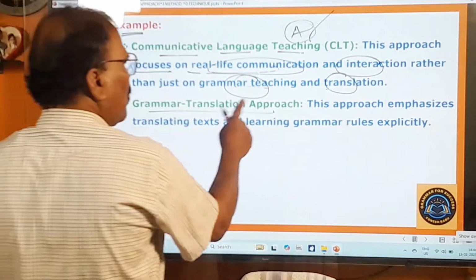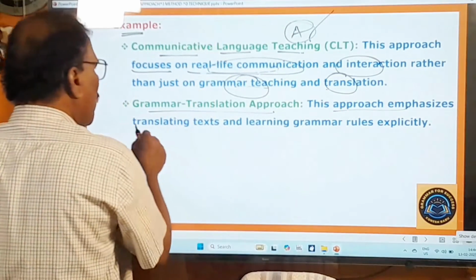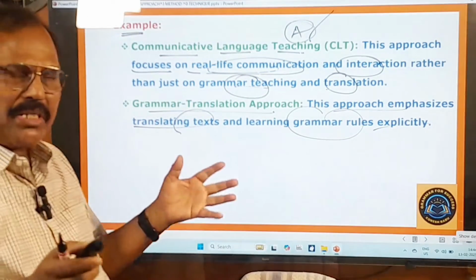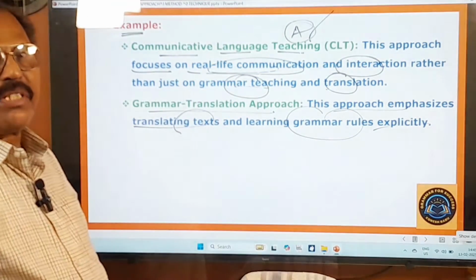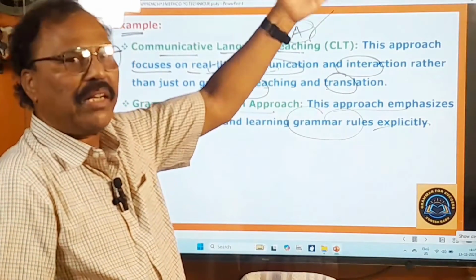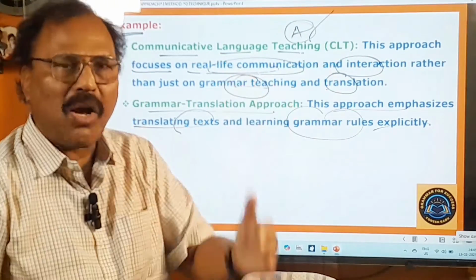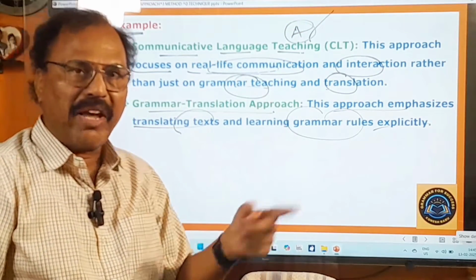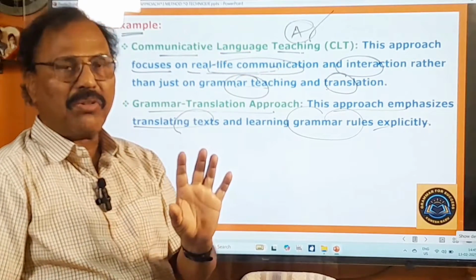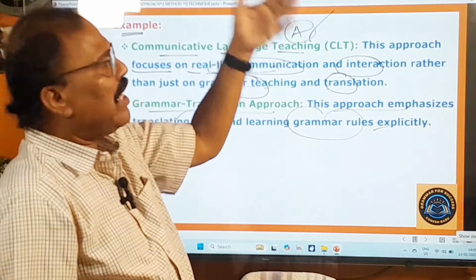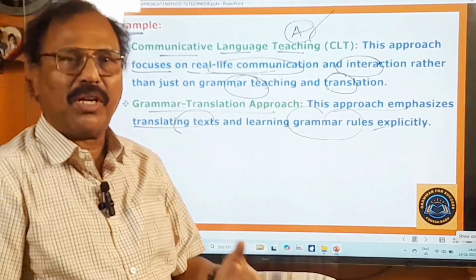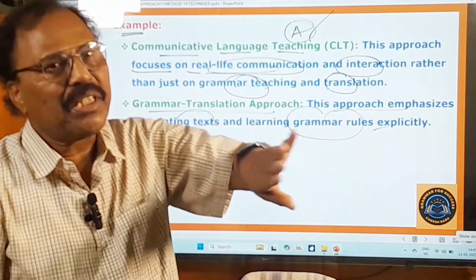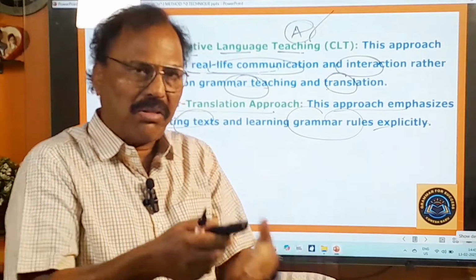Grammar translation. This approach emphasizes translating text and learning grammar rules explicitly. Explicitly means openly. That means the teacher gives the rules first of all, then the teacher will give you examples. Rule first, examples next. That is called deductive way of teaching. Inductive way of teaching means, first some examples are given, then you have to discover the rule. So that's called inductive way of teaching grammar. Inductive way of teaching grammar, deductive way of teaching grammar, all these aspects are there.